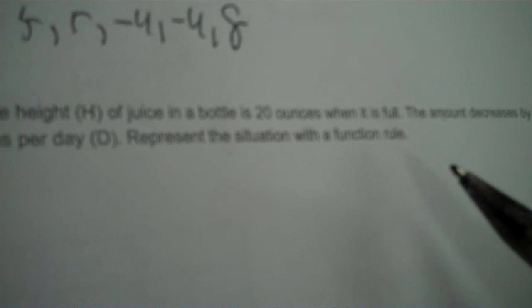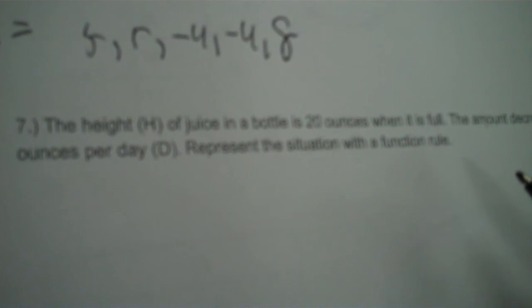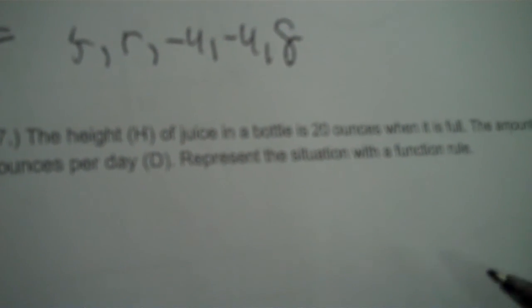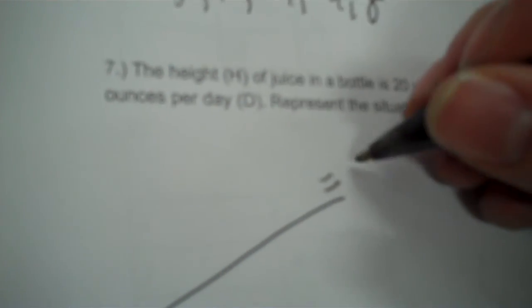Number 7, the height of juice in a bottle is 20 ounces when it is full. The amount decreases by 2 ounces per day. Represent the situation with a function rule. Okay, it's like writing an equation from a paragraph. But you put equals h at the top because 20 is your beginning. Then it decreases, so when I add it needs to be by a negative 2 times d.